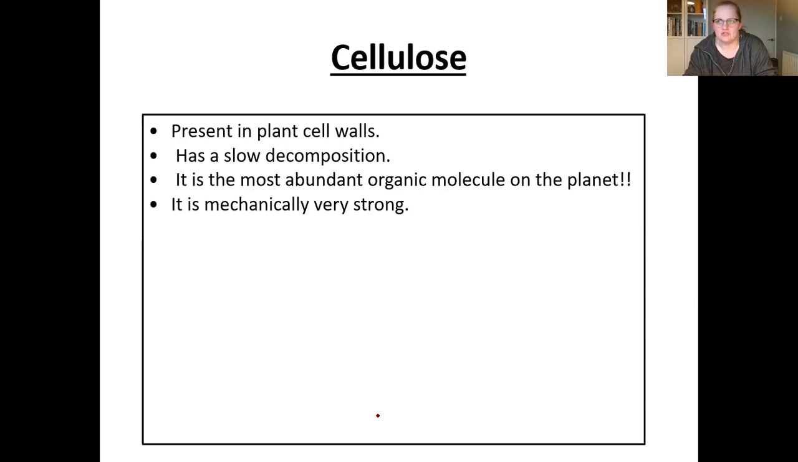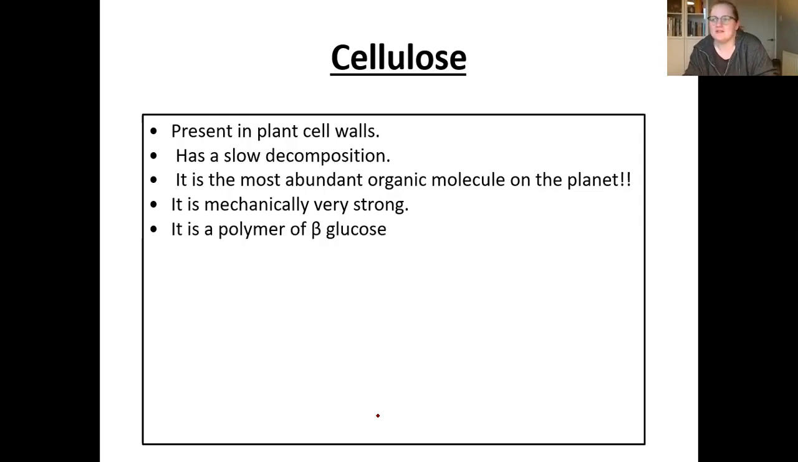In plants, cellulose isn't generally used as a storage molecule for energy. It's why having a slow decomposition is really useful. We don't actually want this to be broken down. We don't want to turn this back into glucose. Plants are just using it for its ability to be really, really strong. It's why we find it in plant cell walls.